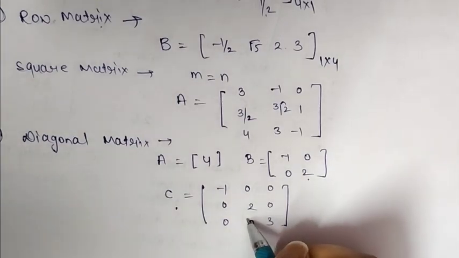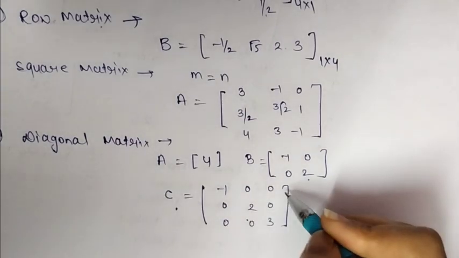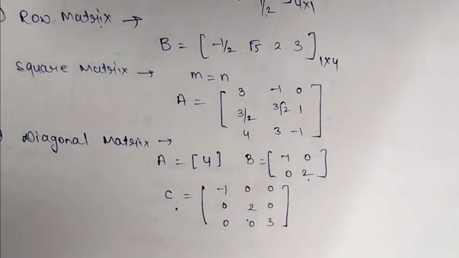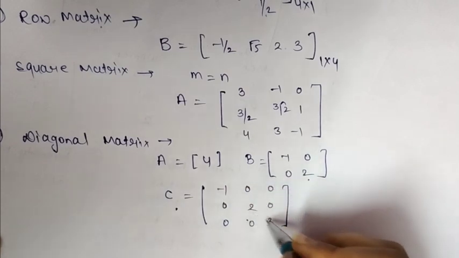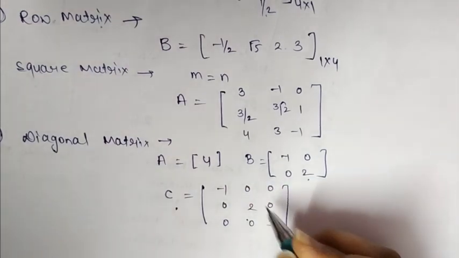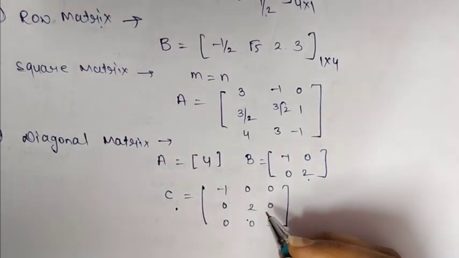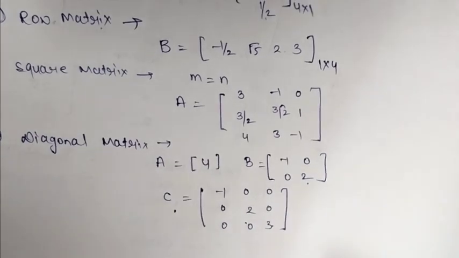किसी भी matrix के अंदर अगर non-diagonal elements 0 होते हैं, that means वो diagonal matrix होता है. यहाँ आप देखें ये diagonal के अंदर elements आ रहे हैं बस, बाकी सब 0. So this is a diagonal matrix. Okay, now we move to our next matrix, that is scalar matrix. The fifth one is scalar matrix.